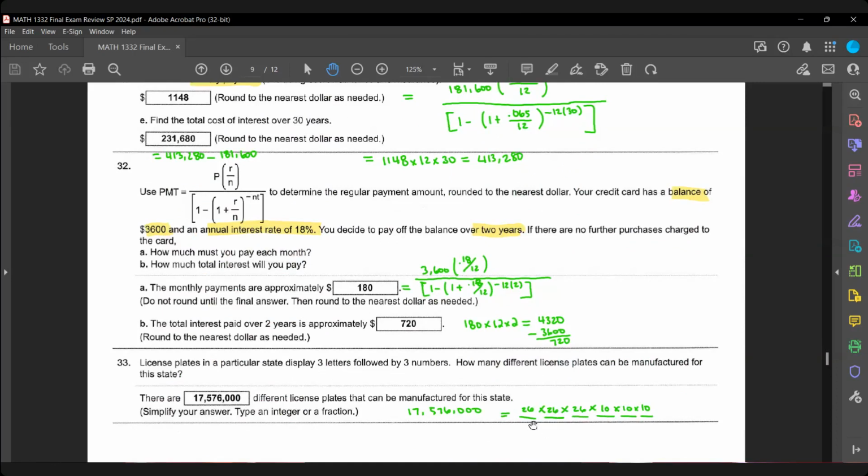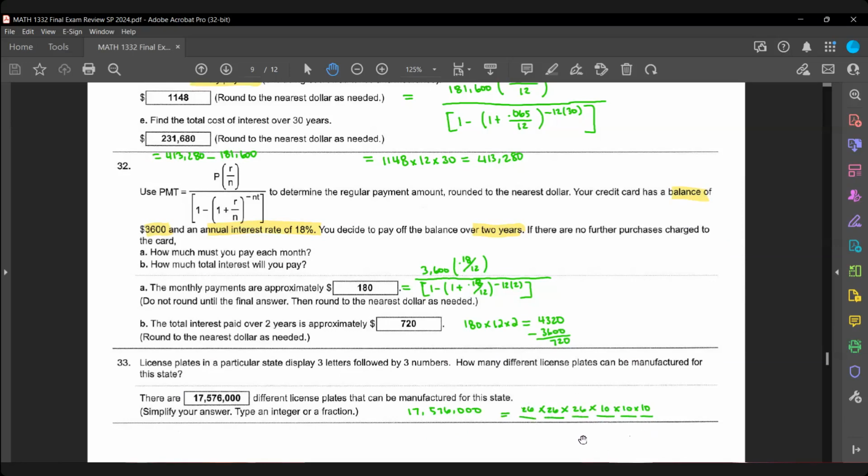Now, why do we find these numbers? Why is there a 26? There are 26 letters in the alphabet. So for the first letter, there are 26 options. The second letter also has 26 options. For the third letter, there are also 26 options. But what about the 10? 10 digits: 0, 1, 2, 3, 4, 5, 6, 7, 8, 9. So there are 10 digits available for each digit slot.